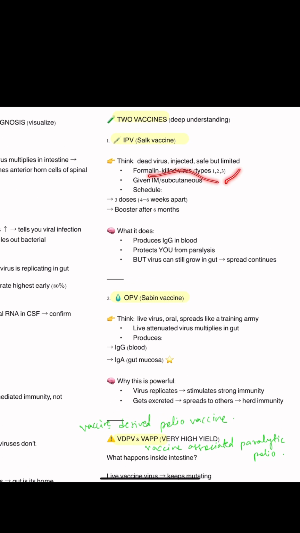It is a formalin-killed virus, type 1 to 3. Dead virus injected, safe but limited, given IM or subcutaneous. Schedule is 3 doses, 4 to 6 weeks apart. Booster after 6 months. And what it does, it produces IgG in the blood, protects you from paralysis, but the virus can still grow in the gut and spread continues.